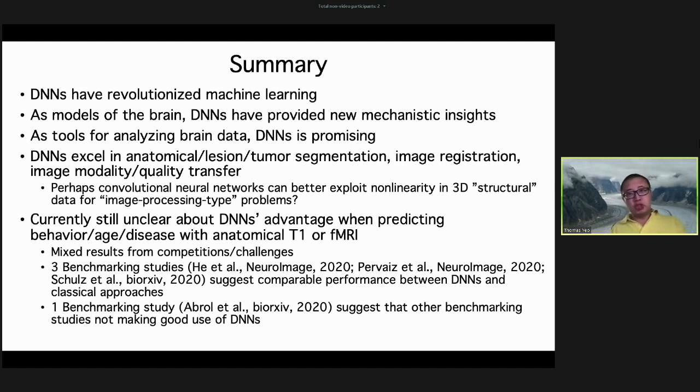In terms of competition, deep learning has not dominated the field. Of course, things could change tomorrow. In the case of benchmarking, 3 recent studies have suggested that deep learning and classical approaches can achieve similar performance. However, I do want to note that another recent benchmarking study from Vince Calhoun's group has suggested that these previous benchmarking studies are perhaps not making the best use of deep learning.